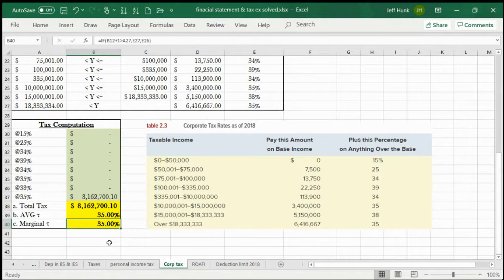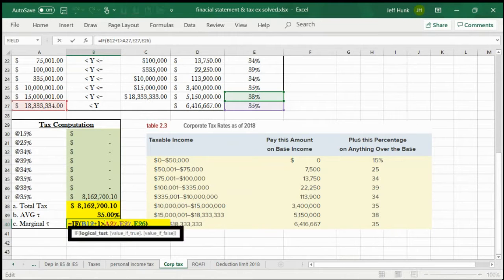And then our marginal tax rate is, you get the idea. If we make one more dollar, incremental, right? Marginal means incremental. If you make one more dollar, are we going to cross over the threshold to the next tax bracket? But of course, there's no next tax bracket. This is the last tax bracket. So no matter what, our marginal tax rate will still be 35%.